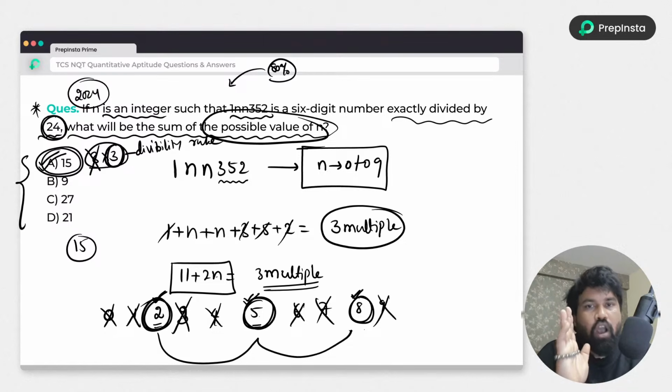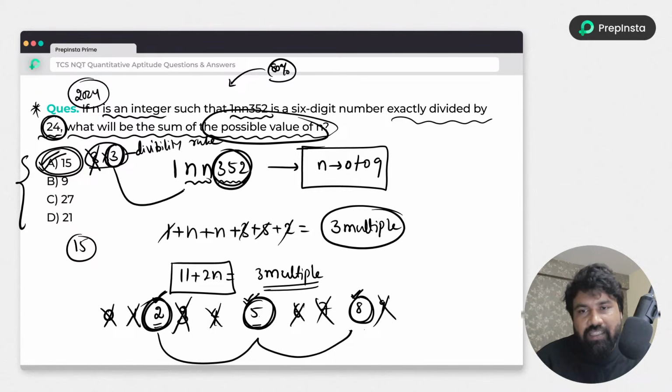It is not a complicated question. What matters is how you approach the question. Simple. 24 means 3 into 8. For 8, we check the last 3 digits. If they are divisible, the entire number will be divisible. So 352 is an 8 multiple. So 8 will never give you the n value. So 3 is the dependent.